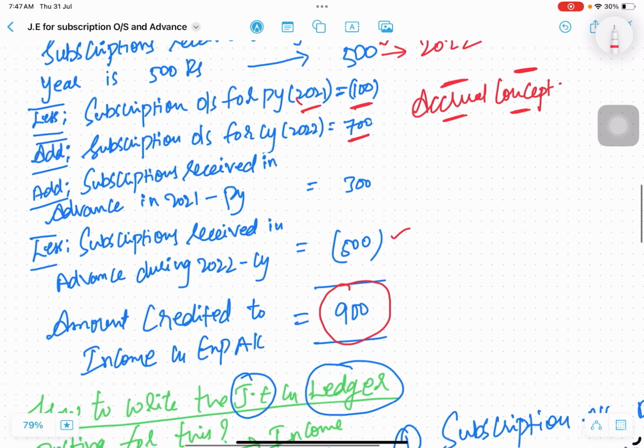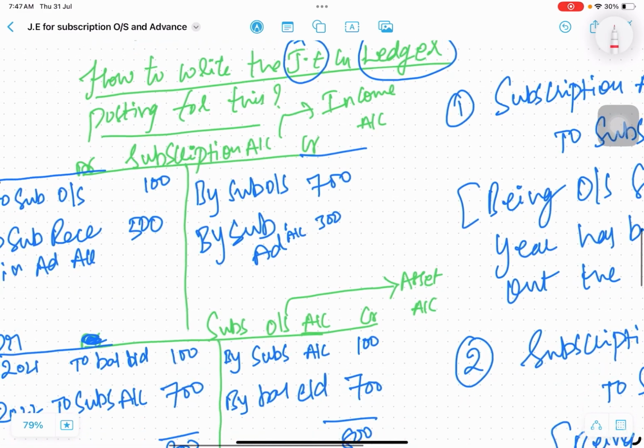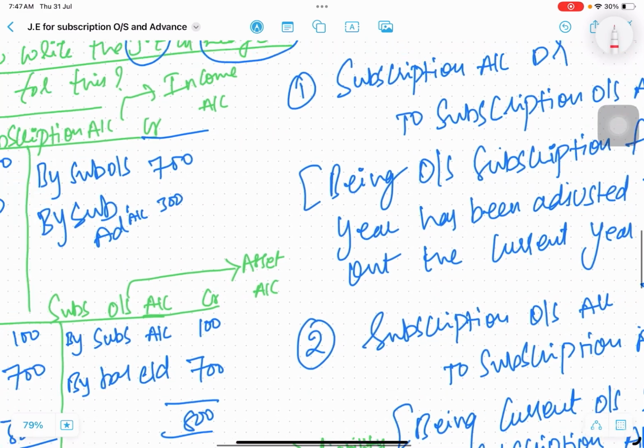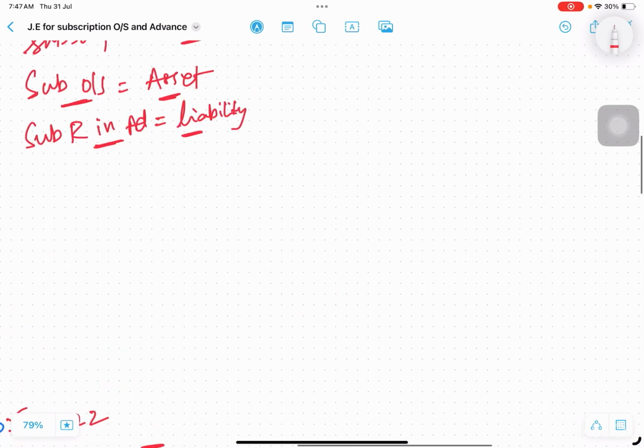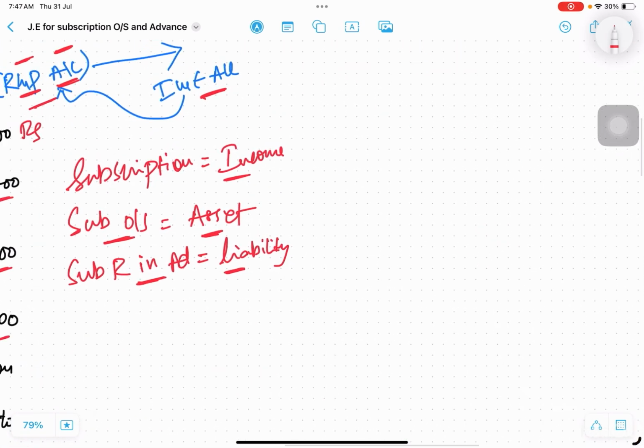Up to here everyone knows it, because these types of adjustments are repeated in so many questions. Okay now? Yes. Now what is the new thing we are going to learn? The new thing we are going to learn is how to do ledger posting, how to write the journal entries. Now please understand, first you have to understand the basics. Subscription is the income.